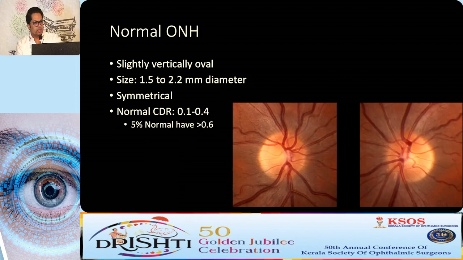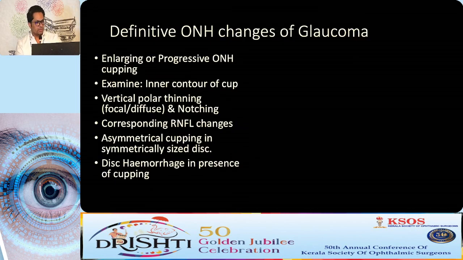First, let us look at the normal optic nerve head. They are usually slightly vertically oval, and the size ranges from 1.5 to 2.2 millimeters in diameter. Symmetrical usually, and the normal cup disc ratio ranges from about 0.1 to 0.4. And remember that about 5% of the population can have a cup disc ratio of more than 0.6. So going by CD ratio, you will overdiagnose glaucoma. So that is not the way.